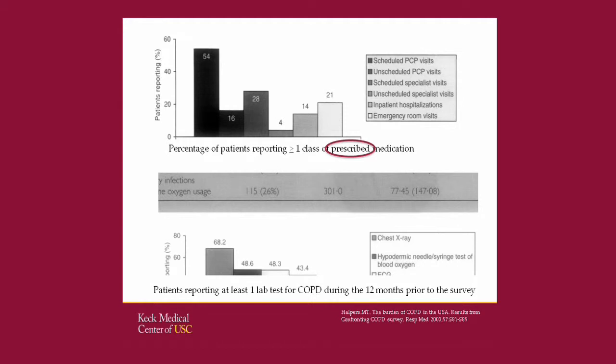I apologize, this didn't come out very well, but what we're going to be looking at is the percentage of patients reporting that they got greater than one class of medications prescribed. Not as great as we would like it to be. And when we're looking at patients reporting at least one lab test, being blood gases, EKGs, the best was a chest x-ray at 68%. Most were 30 to 40%.